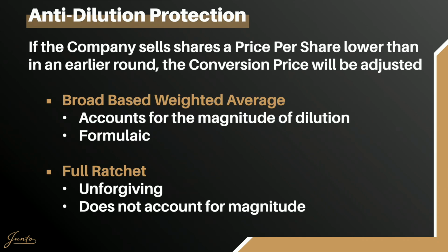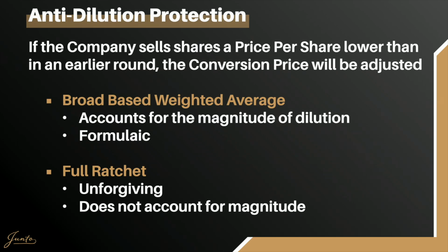In fact, a company might sell shares at a price per share lower in a later round than it sold in an earlier round. And so what will have to happen is those investors that invested in the earlier round are going to want to adjust the conversion price, the price at which their preferred stock can convert into common stock. The idea is that they shouldn't have to feel this additional dilution because the company raised a down round financing, and that their conversion price should be adjusted.